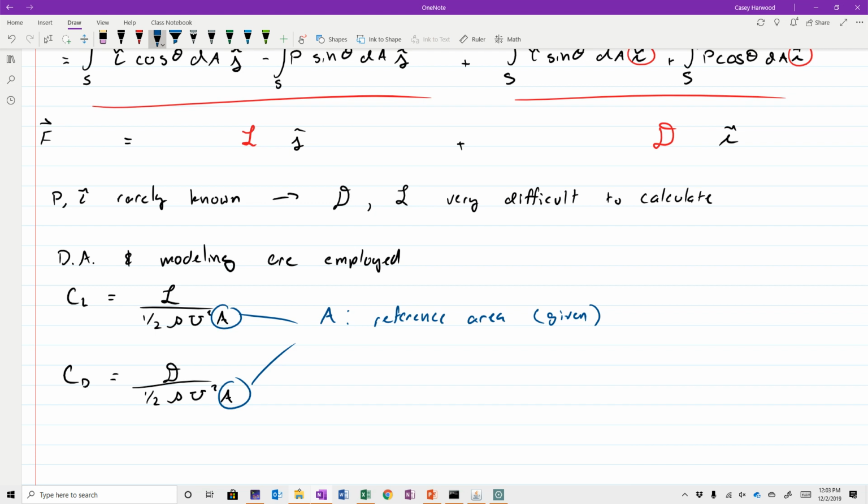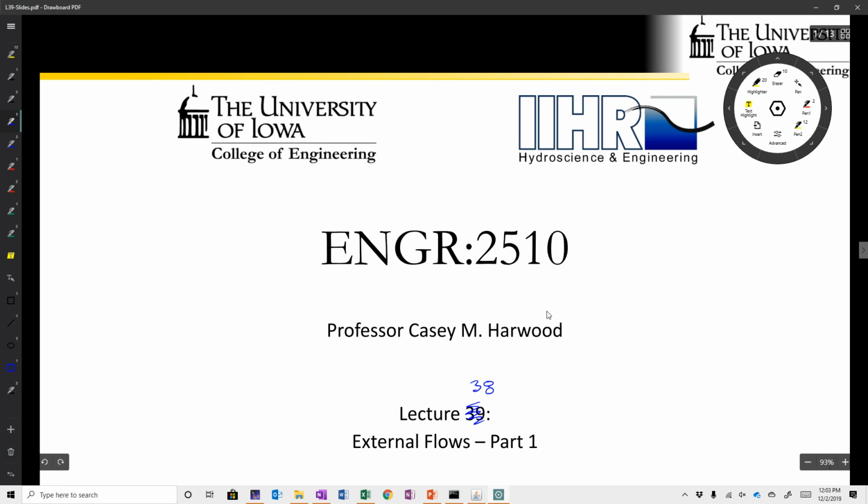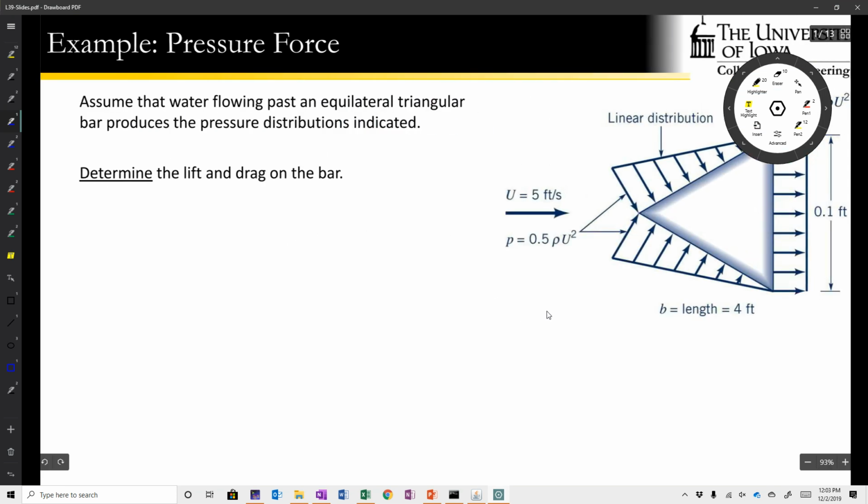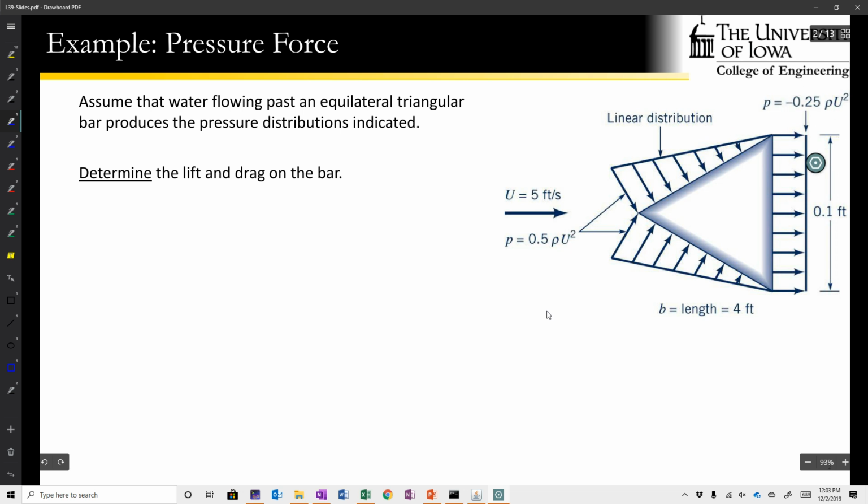All right, we're done with the derivations and the definitions. We're going to proceed now to employ these through. Right after I got done telling you how difficult it is to calculate lift and drag around arbitrary objects, we're going to calculate lift and drag on an object. So we're going to assume we've got water flowing through a bar that has a triangular cross section, moving in at 5 feet per second.